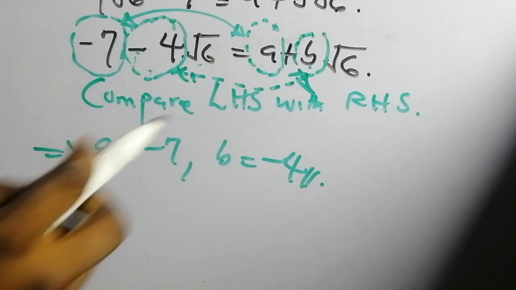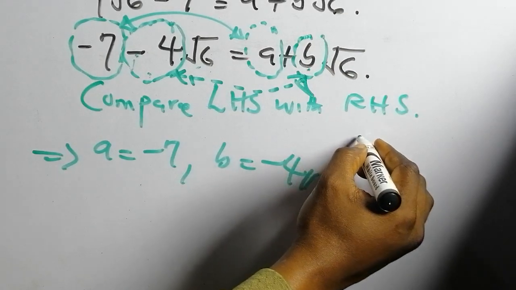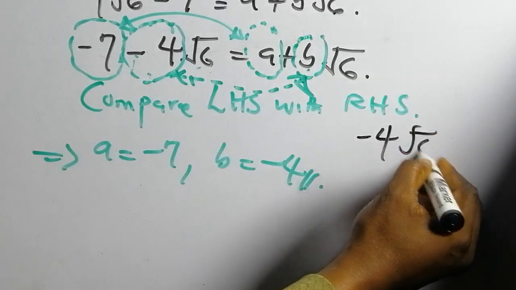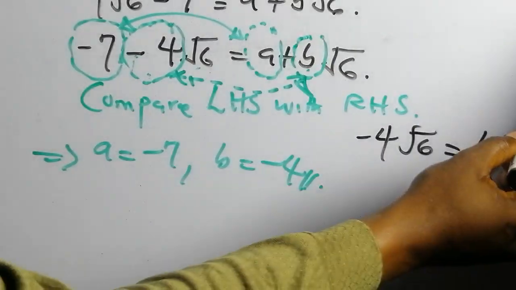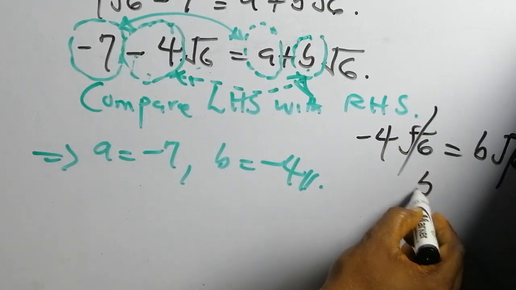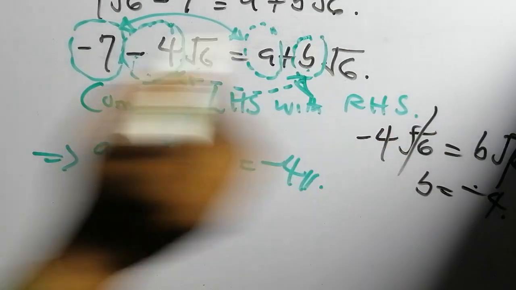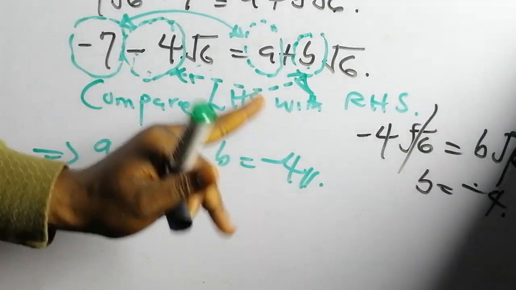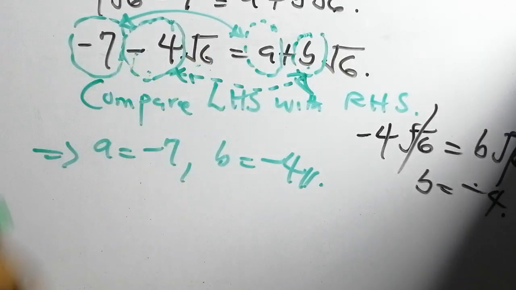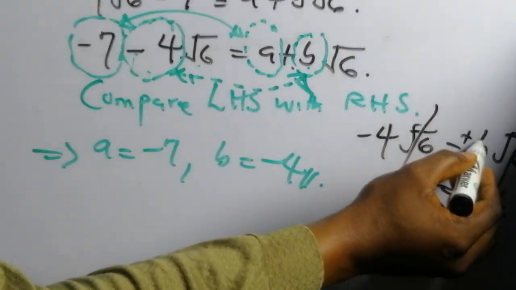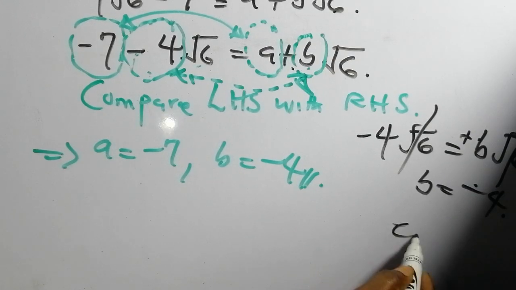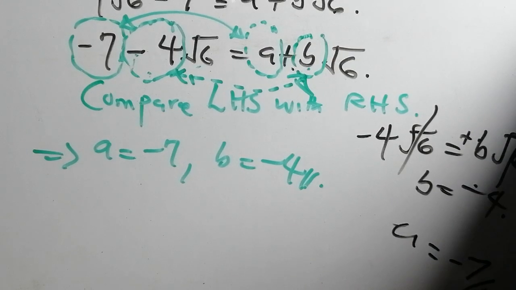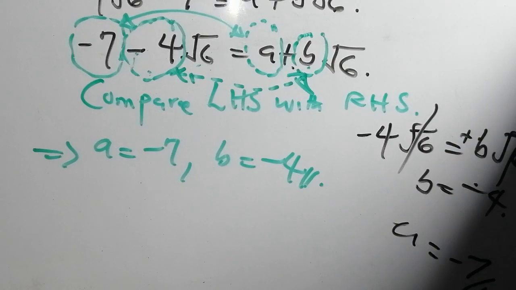What I did here was to say minus 4 root 6 equals what? B root 6. Root 6 will cancel root 6, then B will be equal to minus 4. That is what I did here. That's exactly what you're supposed to do because this one is plus. You understand now? The same thing applies to A equals minus 7. That one is straightforward. A is equal to minus 7.